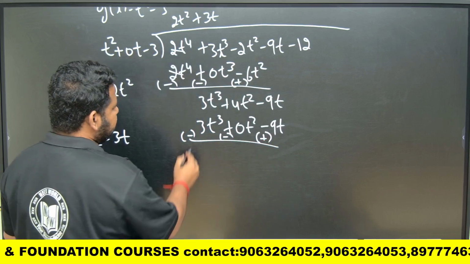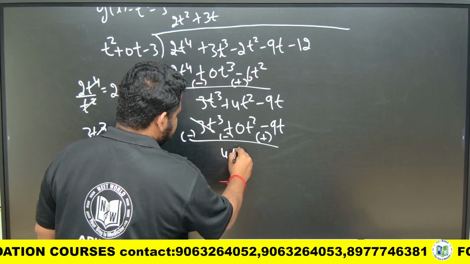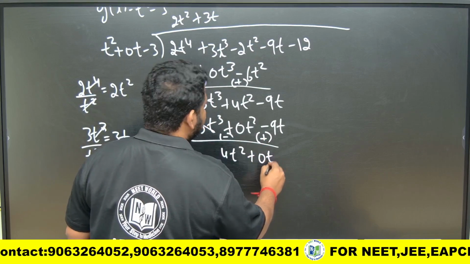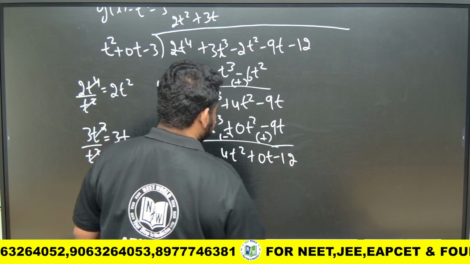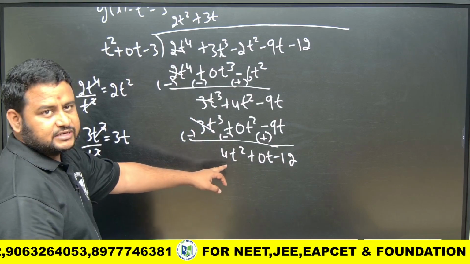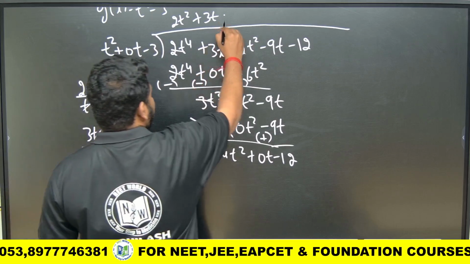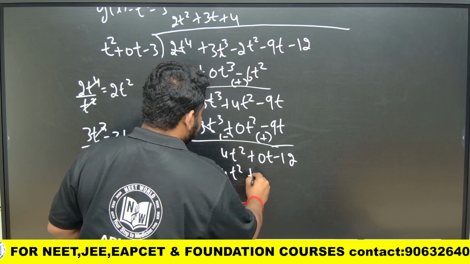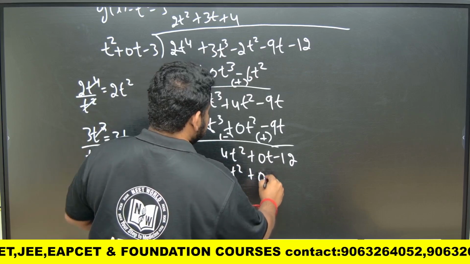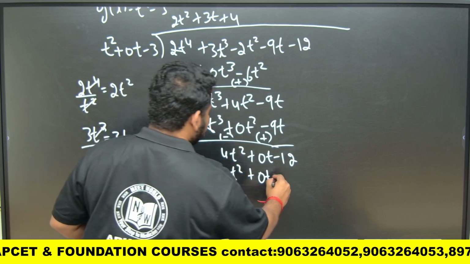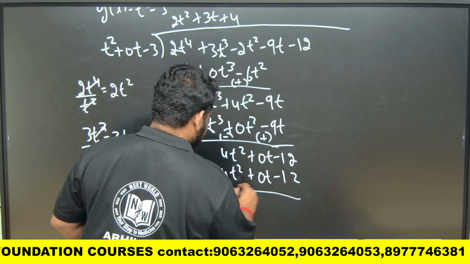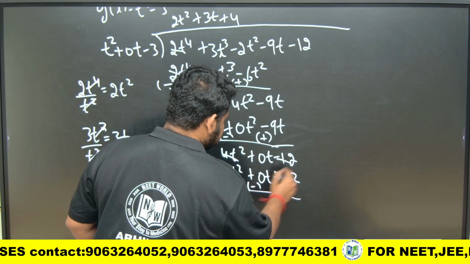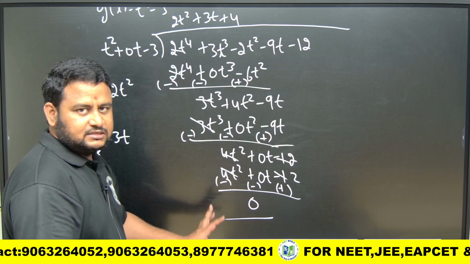So what will happen here? This and this cancel. I will have 4t square here. Here, plus 90 minus 90 will become 0, 0t. What do I have here? Minus 12. Now t square is there here, t square is there. If I divide 4t square by t square, I should write just 4. So 4 into t square is 4t square plus 0t, and minus 3 fours are 12. If I write it here, minus and plus, this cancels, this 0 is 0 itself, and this cancels. I got 0 as the remainder.